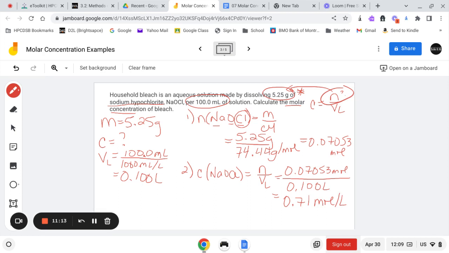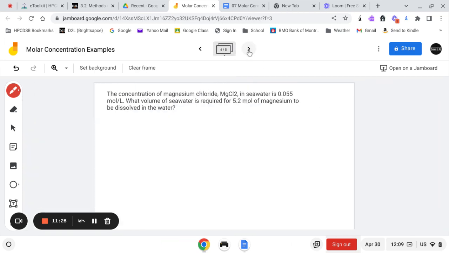Okay. So again, sometimes they're going to ask us to solve for moles, which is not an issue. You know how to do that. And again, we just revisit this old formula that we learned a while back. Here's another question. It says the concentration of magnesium chloride in seawater is 0.055 moles per liter. Okay, so this value that they just gave us, that's the molar concentration. Let's write that down.